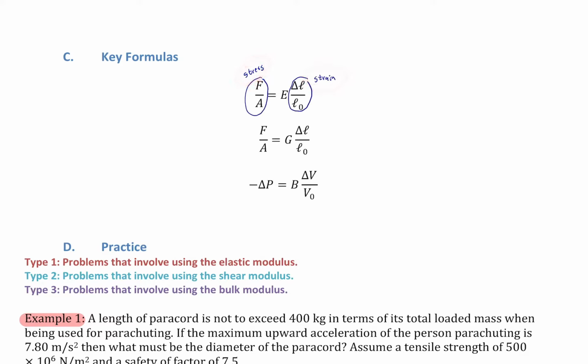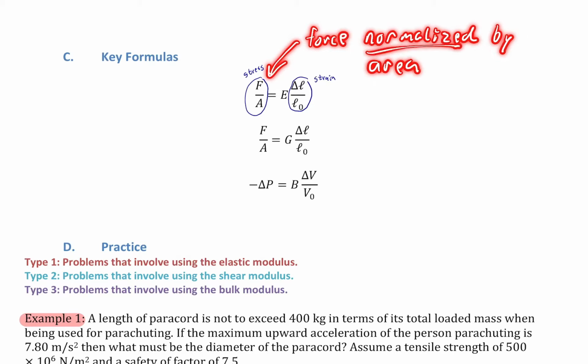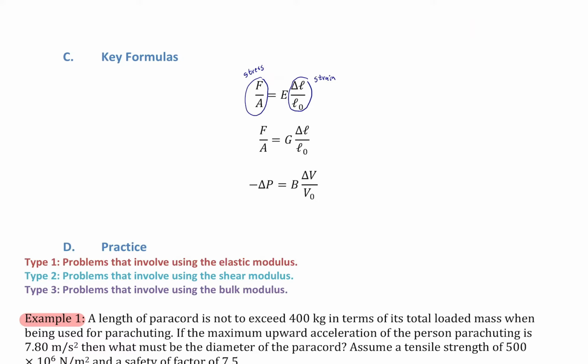So the key characteristics. You can really think of stress as force normalized by area. And when you say something is normalized, that means you've divided by that quantity in order to get rid of it. So when we normalize by area, we eliminate the effect of the area. That means we can talk about the stress of an entire material without caring what size the sample is.